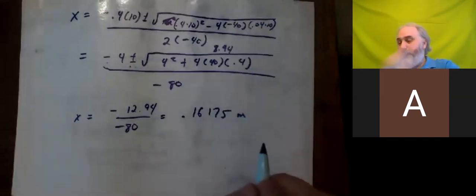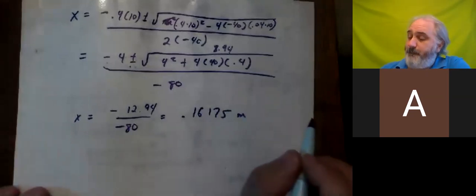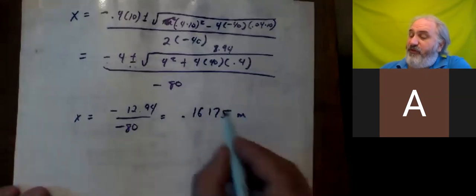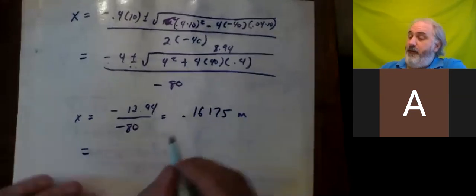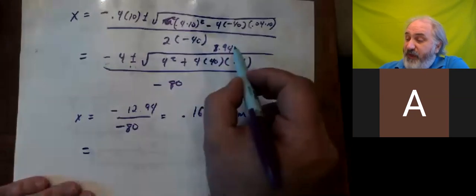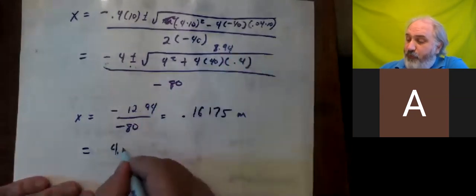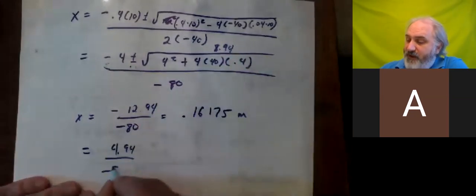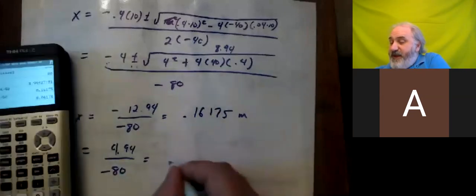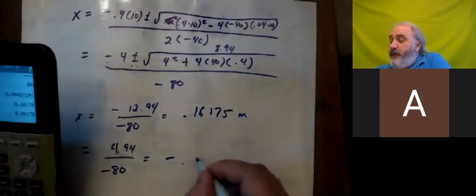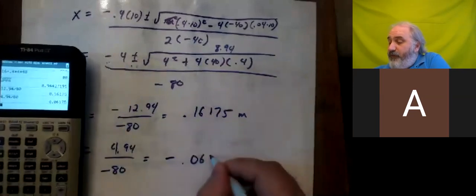Okay, so that is that. So this is one solution. The other solution, though, would be negative 4 plus 8.94. That's 4.94 over negative 80, which is negative 0.06175.